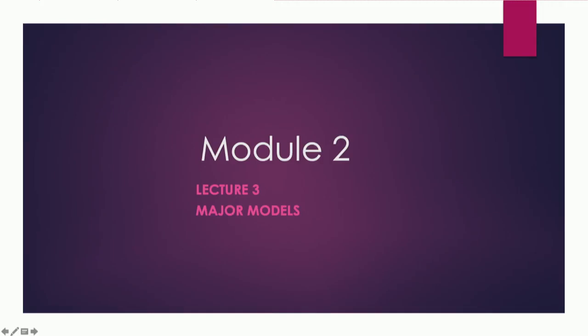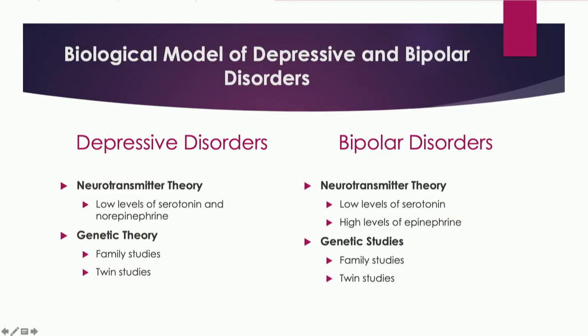Welcome back to Module 2, Mood Disorders. This is Lecture 3. In this lecture, we're going to talk about the prevailing models used to understand depressive and bipolar disorders. Think back to Module 1, when we spent a great deal of time talking about the major models of psychological abnormality. The dominant model for understanding both depressive and bipolar disorders is the biological model. Let's begin by considering depressive disorders.